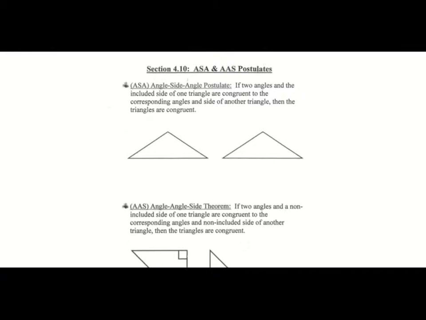So if we look at this example here, I'm going to label our points again. We have A, B, D, and TRP. If we are given that this angle and this angle are congruent, and angle D and angle P are congruent, and this side here, right here is a good example of angle, side, angle.